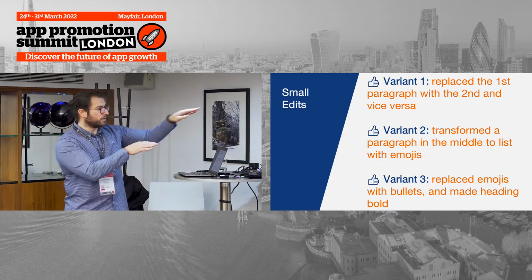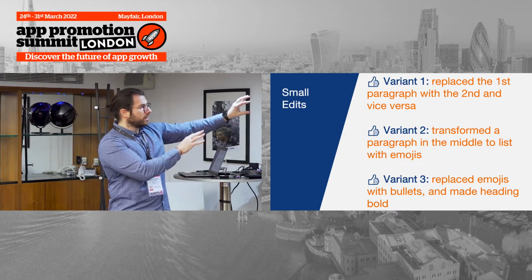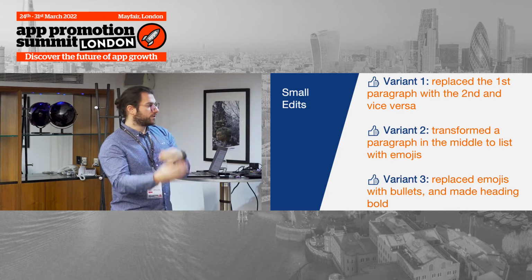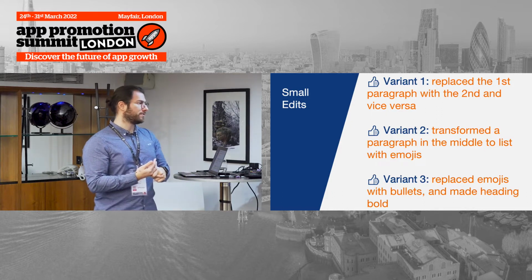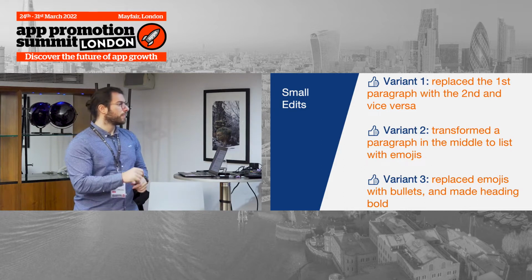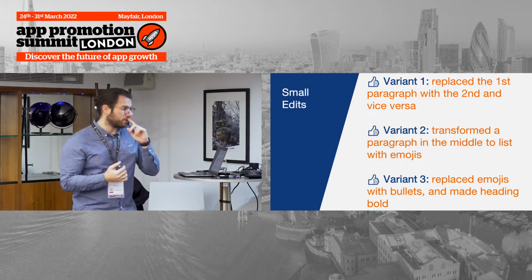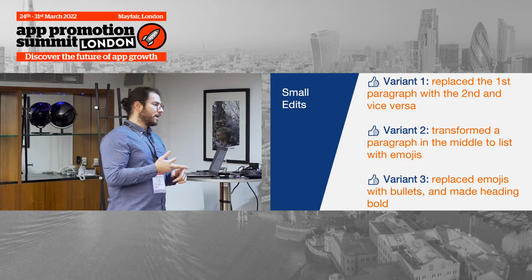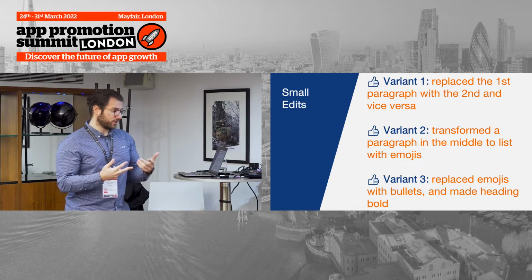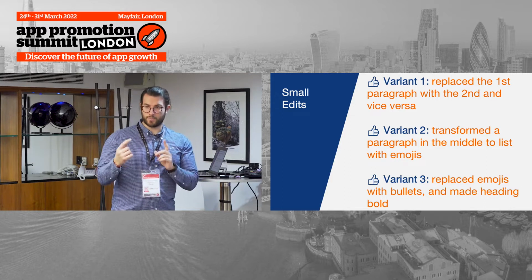Just to give you an example of how I approach these subvariants. For the first subvariant, I replaced the first paragraph with the second and vice versa. For the second variant, we transformed a paragraph in the middle into a list with emojis. And for the third variant, we replaced the emojis with bullets and made some headings bold.